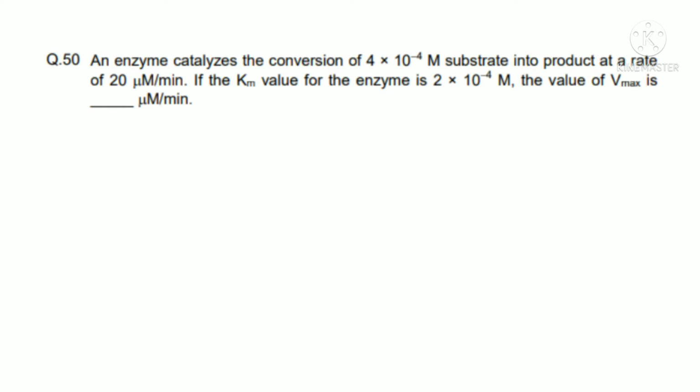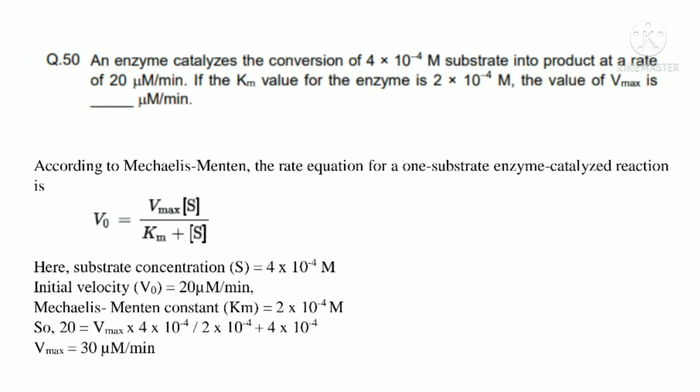In the next problem, an enzyme converts 4 into 10 to the power minus 4 molar substrate into product at a rate of 20 micromolar per minute. The Km is provided and you have to calculate the value of Vmax. To solve this type of problem, we will use the Michaelis-Menten rate equation. Here substrate concentration S is 4 into 10 to the power minus 4 molar. Initial velocity V0 is 20 micromolar per minute. Michaelis-Menten constant Km is 2 into 10 to the power minus 4 molar. We will put all those values in this equation and solve for Vmax. Here Vmax is 30 micromolar per minute.